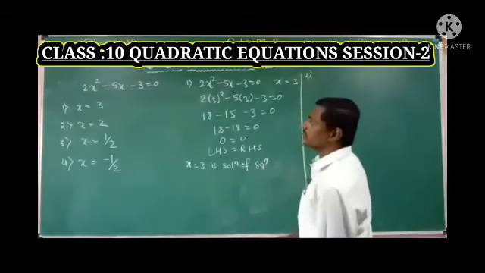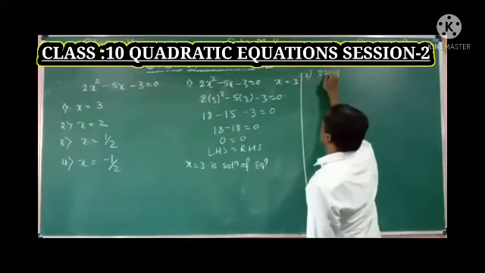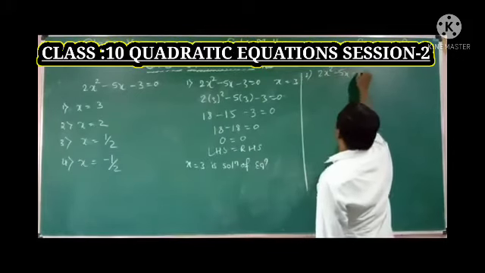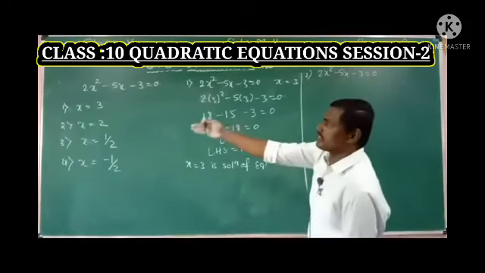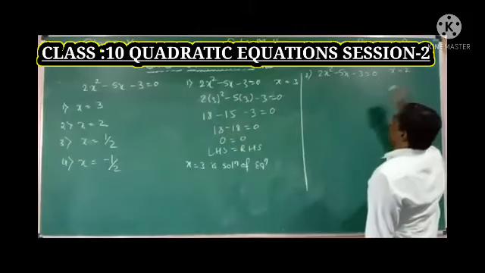Solve the second one. What is that second question? For the same quadratic equation, 2x square minus 5x minus 3 is equal to 0, what is that x value? x is equal to 2.